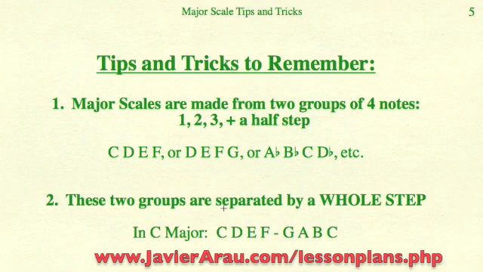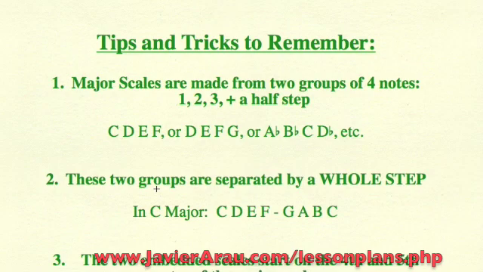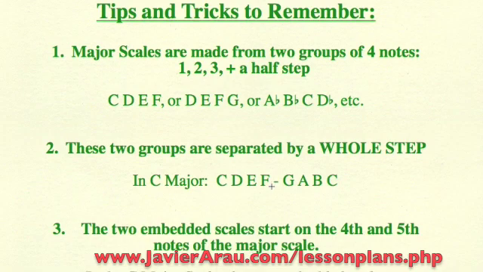Tips and tricks to remember. Number one, major scales are made from two groups of 4 notes, 1, 2, 3, plus a half step. So you could have C, D, E, F, or D, E, oh, this is a typo, it should be D, E, F sharp, G, or A flat, B flat, C, D flat. I was just picking random starting notes, and after that you just go Do, Re, Mi, plus a half step. These two 4-note groups are separated by a whole step to make up the whole major scale. So in the key of C major you have C, D, E, F, and then a whole step to get you to G, A, B, C.